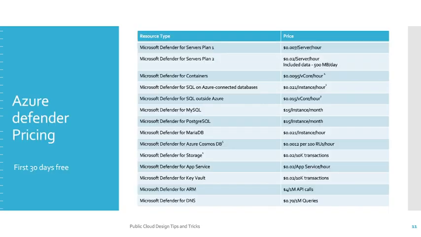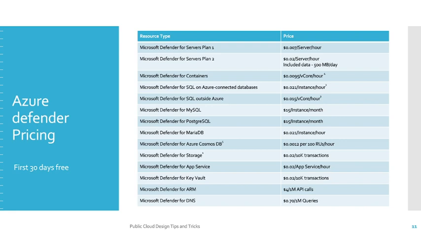Now, the Defender pricing. When you are using the Defender, for the first 30 days it is free of cost. After that, your charges will be applied and deducted from your credit card. As you can see here, there are two types of server plans: server plan 1 and server plan 2. Plan 1 is almost 0.007 per server per hour, and plan 2 is 0.02 per server per hour, including 500 MB of data per day.